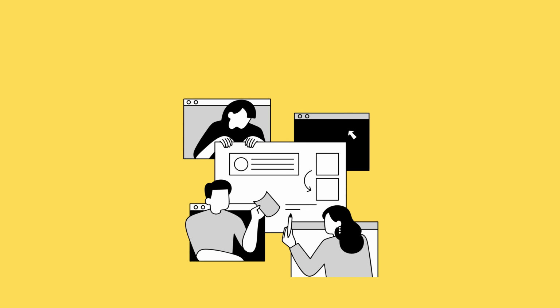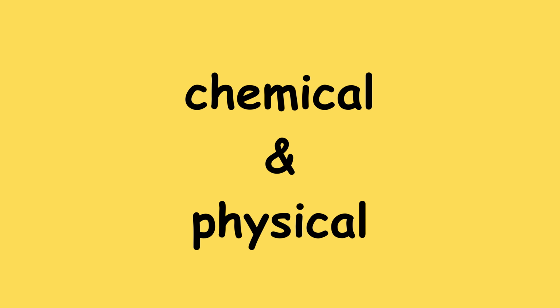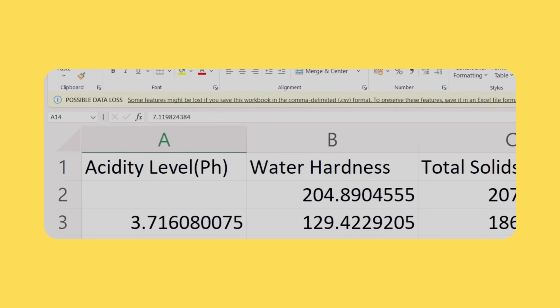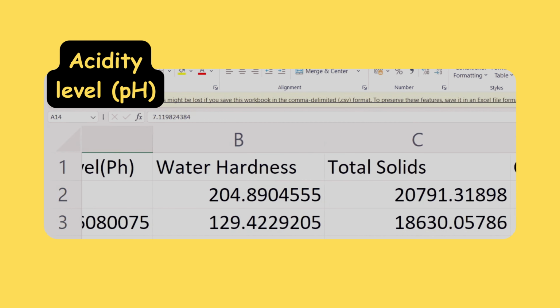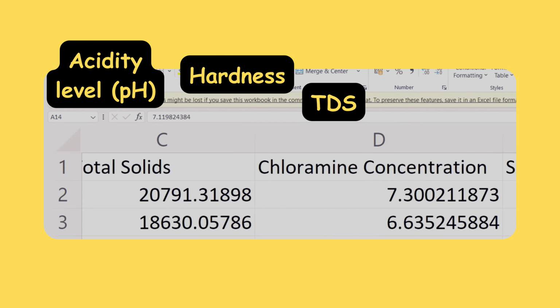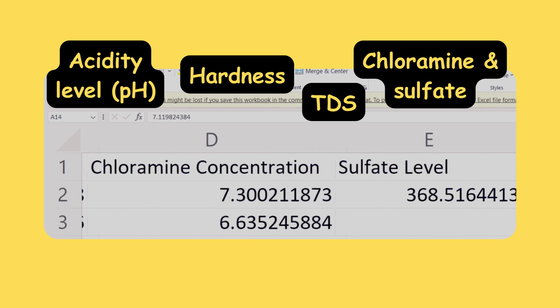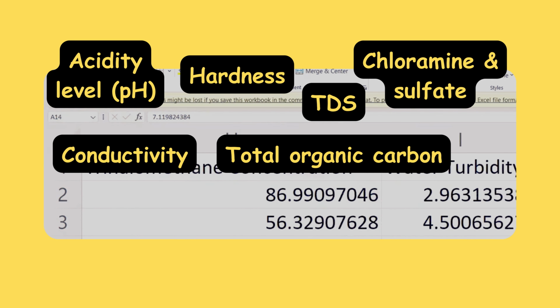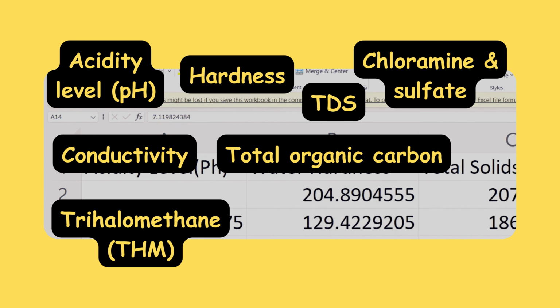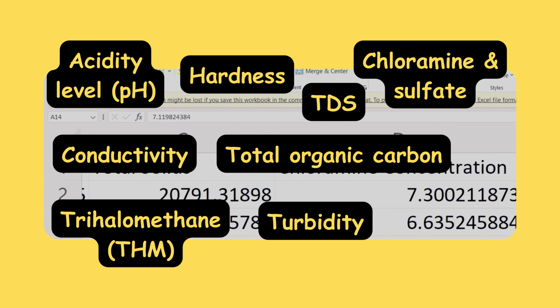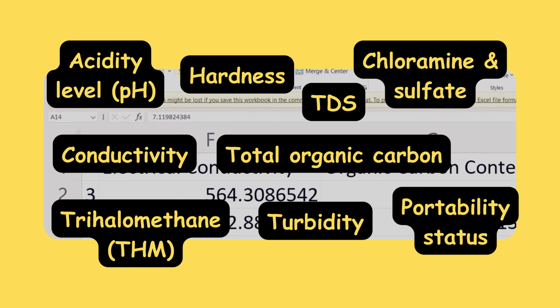At each of these spots, the brave data collectors measured a bunch of chemical and physical parameters to see what's going on with the water. In our data, we'll be looking at things like acidity level pH, hardness, TDS, that's total dissolved solids, in case your coffee hasn't kicked in. Chloramine, sulfate level, conductivity, total organic carbon, THM, trihalomethanes. Try saying that three times fast. Turbidity, and most importantly, potability status. Can you drink it or should you run?